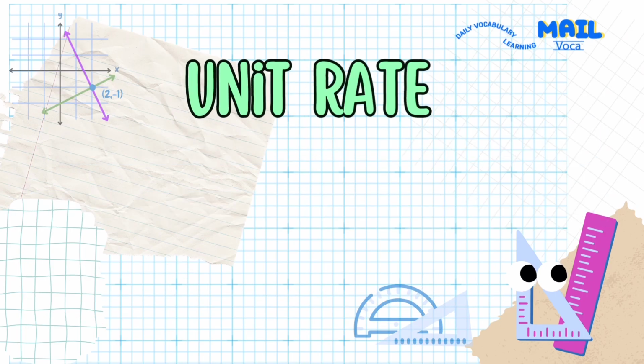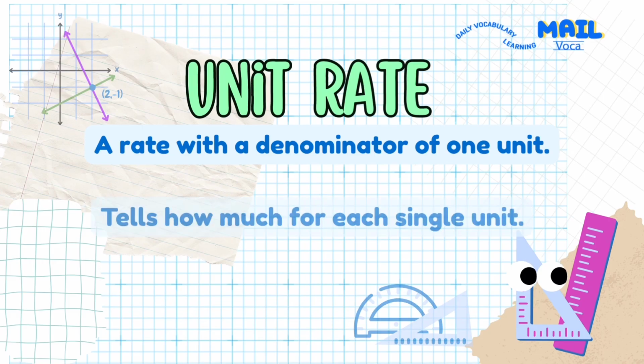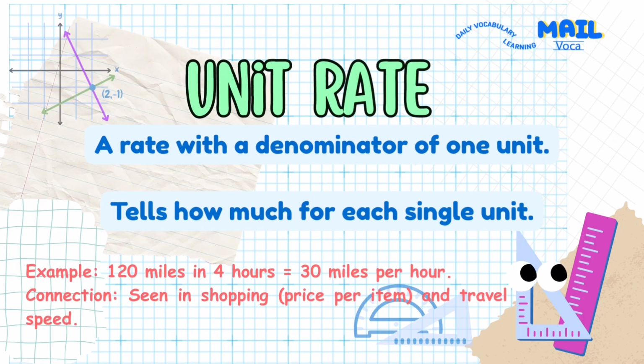Unit rate. A rate with a denominator of 1 unit. Tells how much for each single unit. Example, 120 miles in 4 hours equals 30 miles per hour. Connection, seen in shopping, price per item, and travel speed.